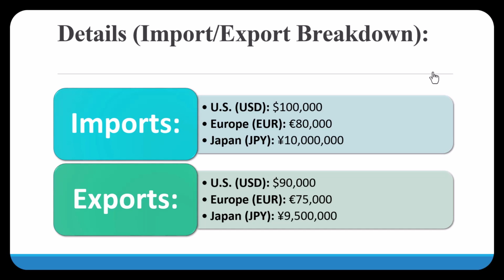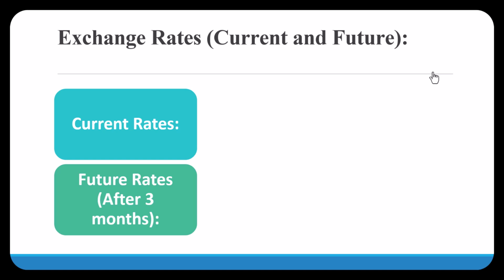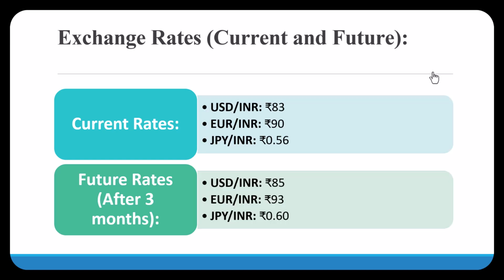So they are having imports worth 1 lakh US dollars, imports of 80,000 euros, and so many Japanese yen. Similarly for exports, the numbers for exports as well as for imports in all 3 currencies are given. Now, the exchange rates are like this. For example, the current rates: USD versus INR is 83, Euro INR is 90, Japanese yen INR is 0.56, and the future rates are 85, 93 and 60.